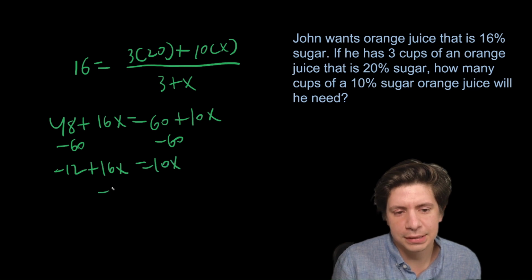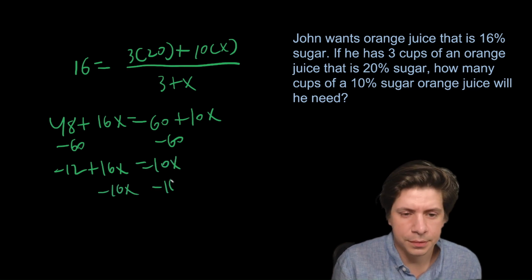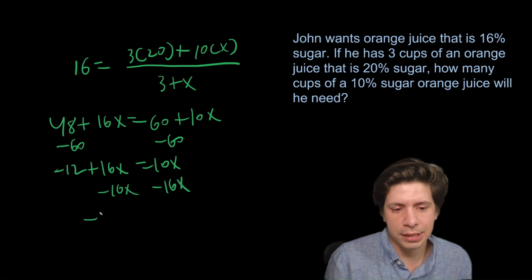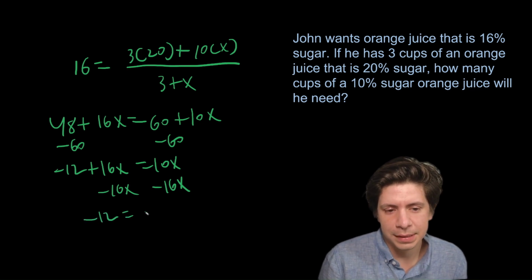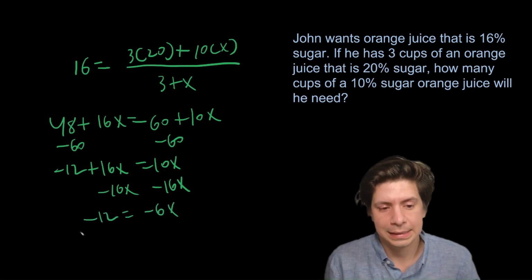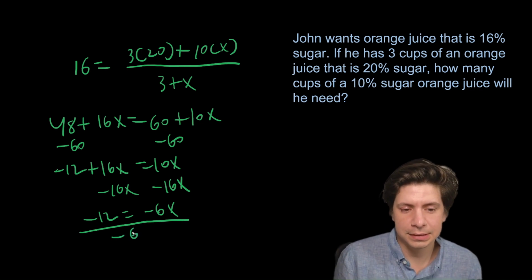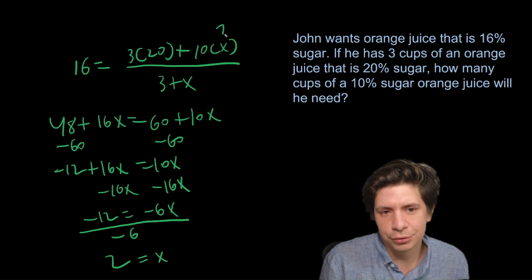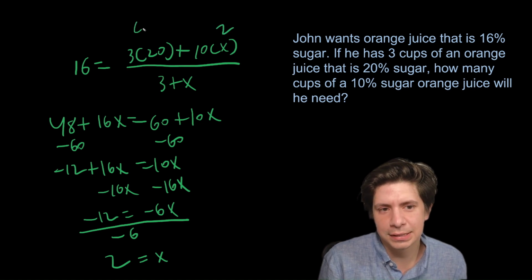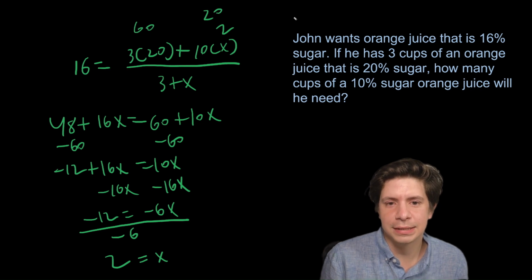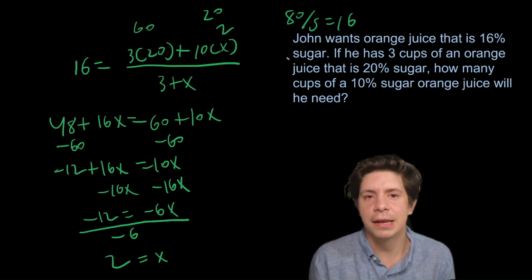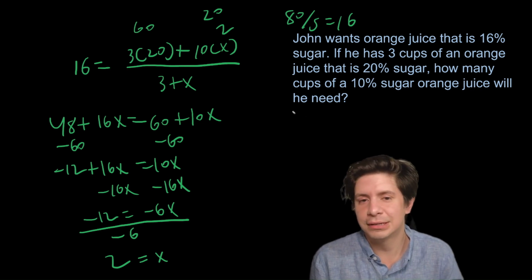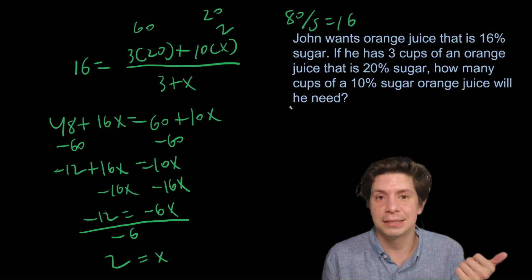Then you can subtract 16x from both sides. Right? Just classic algebra. We get negative 12 equals negative 6x. Divide by negative 6, and we're going to get x equals 2, which makes sense. We would have 2 there, so it'd be 3 times 20 is 60. 2 times 10 is 20. 60 plus 20 is 80. Divided by 5 equals 16. So again, the weighting helps us. If we had answer choices, it could make it automatic if it's the one that's less than 3 cups.